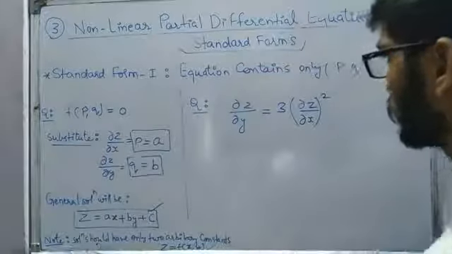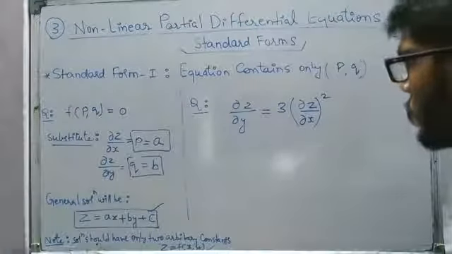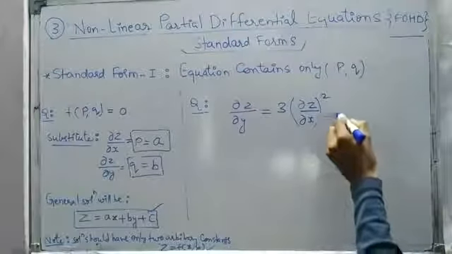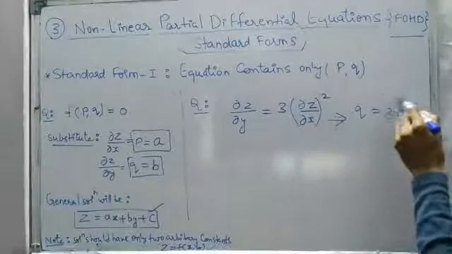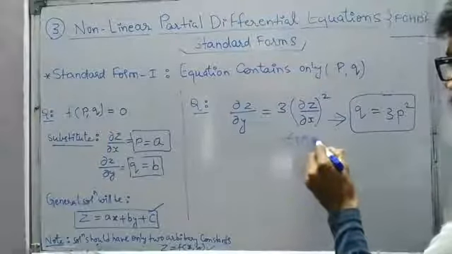So let us have a look at the given problem. The problem is ∂z/∂y = 3 (∂z/∂x)². So first convert it in terms of p and q. So we have q = 3p². So we have function f(p, q) = 0.